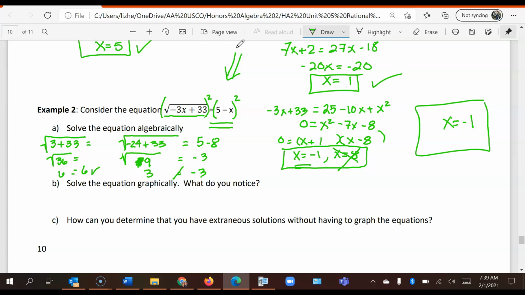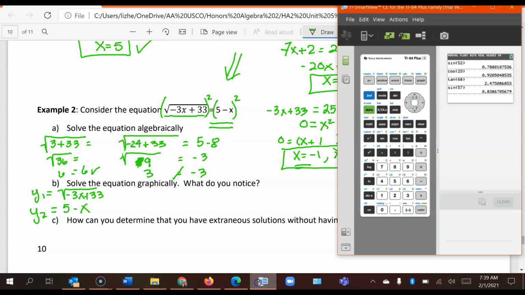All right, solve the equation graphically. So now what we're going to do here is I am going to pull up my calculator. But before I do that, remember how to solve this graphically. You're going to say, well, y1, since it's an equation, you do y1 equals the square root of negative 3x plus 33. y2 is 5 minus x. I'm going to put both of those into my graphing calculator.